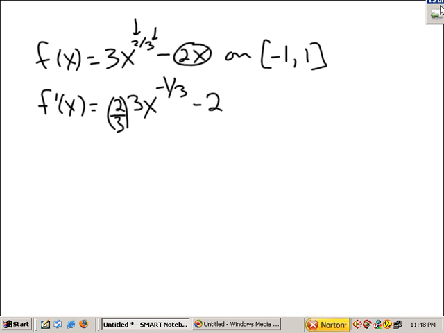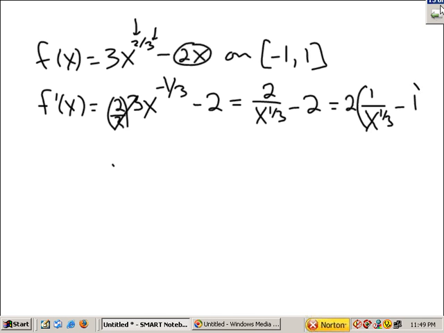Minus the derivative of 2x, which is 2. Cleaning this up for a bit, the 3's cancel. There's 2. The x to the negative 1/3 goes in the bottom, and x to the positive 1/3 minus 2. Actually, due to space, let me write that up here. Okay. What I would do at that point is I factor out the 2. Make the expression simple. I would factor out the 2. We have 2 times 1 over x to 1/3 minus 1.